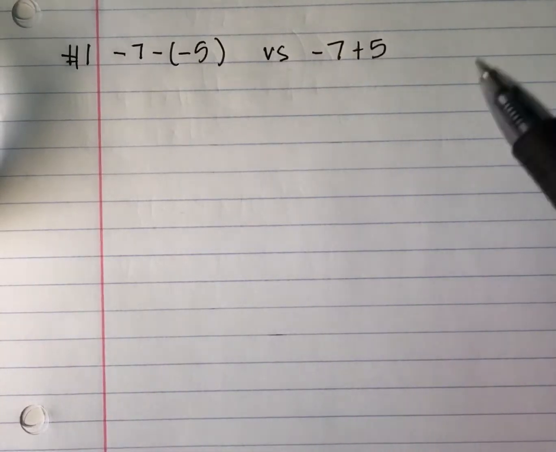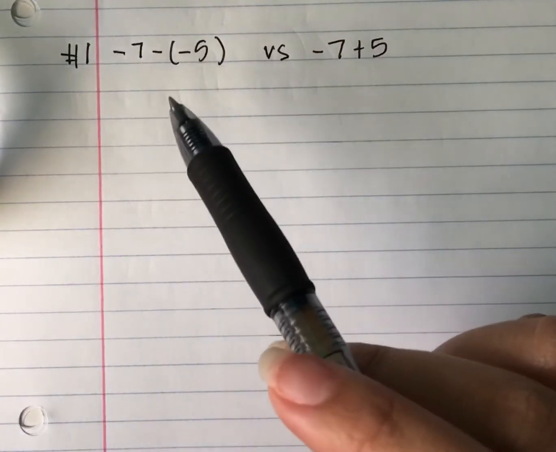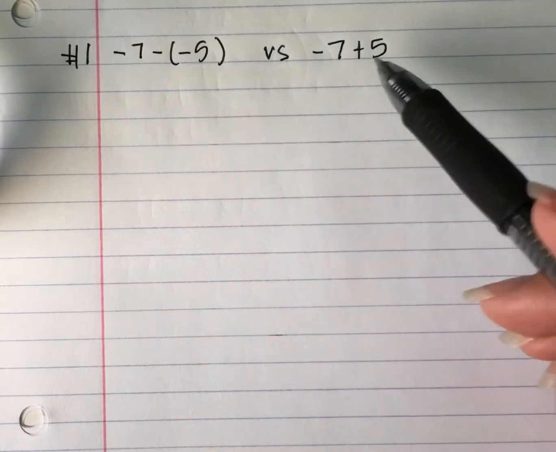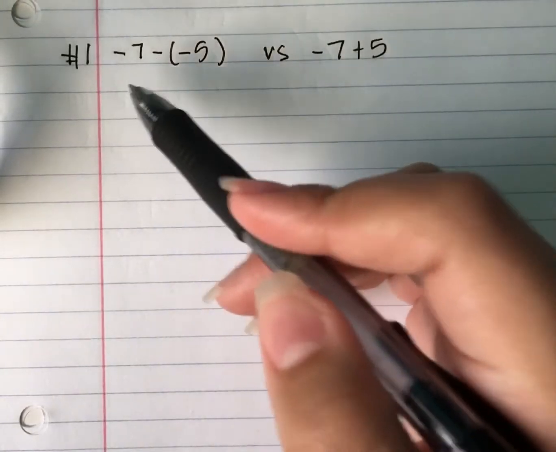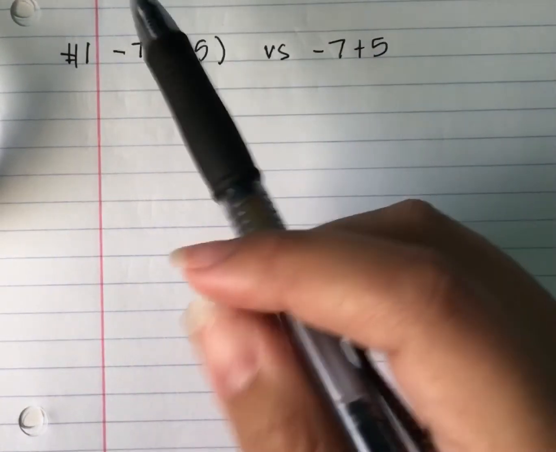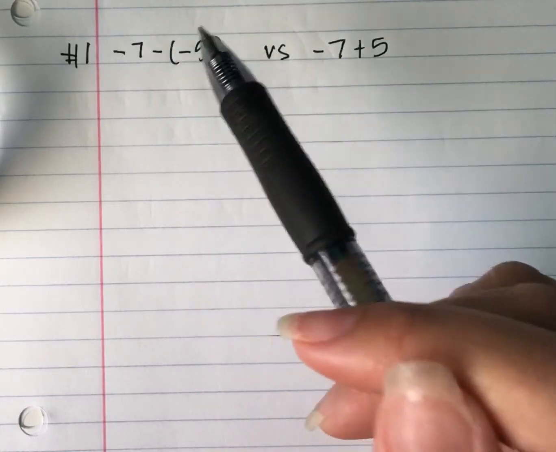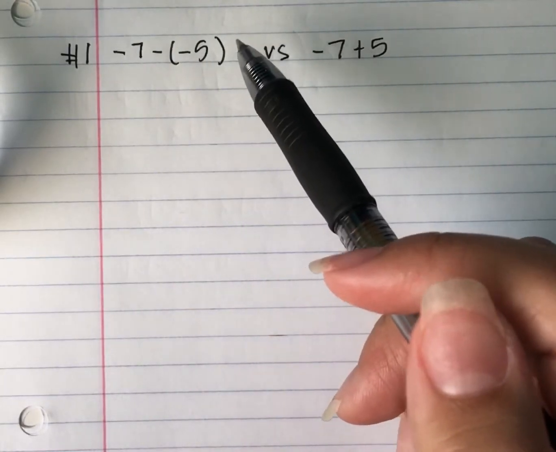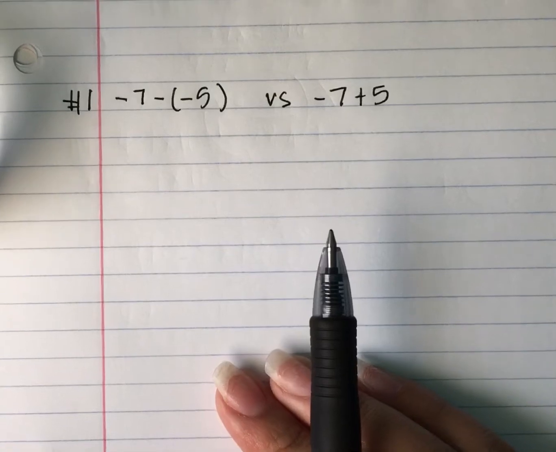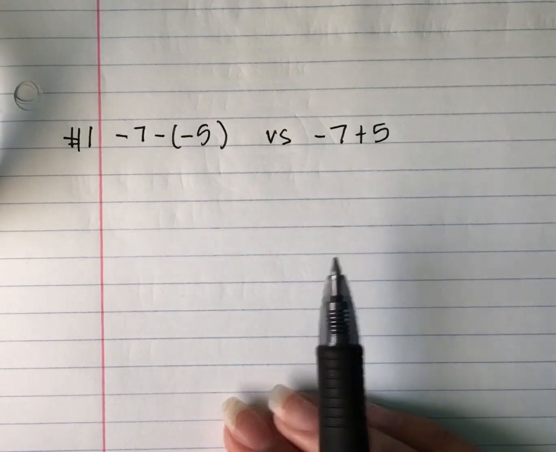So I'm going to be showing the difference between these two problems. First we're going to do this one and then that one. So this one's asking to do -7 minus -5. In this kind of problem, we're going to be using integer chips.